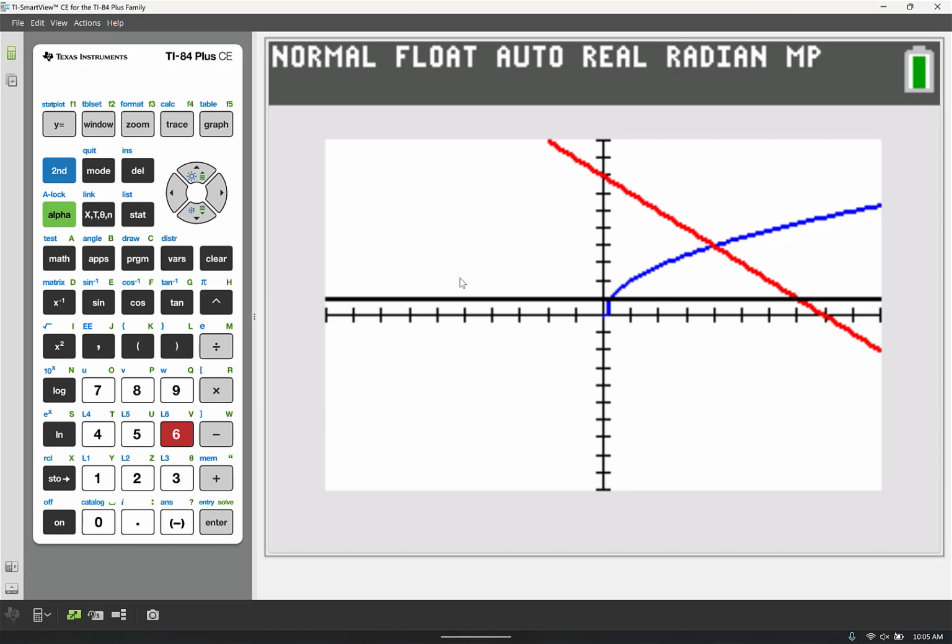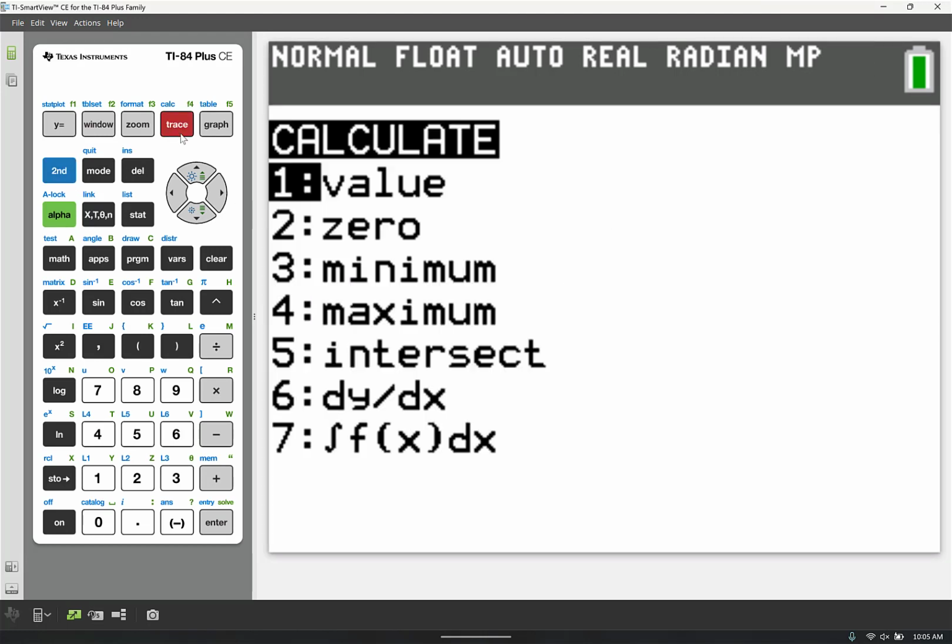Now, okay, guys, to make things go fast, you can use your calculator to find the intersection, but I expect you to know how to do that. That's just basic algebra, right? So the one between the, let's see, what was this? 2 square root of x and negative x and y equals 1. So second, calculate, number 5, intersection.